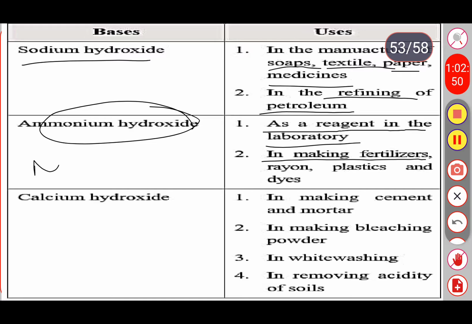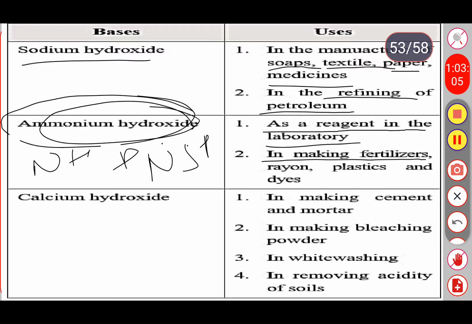We are using some of the fertilizers, and these fertilizers are manufactured with the help of ammonium hydroxide. So in the making of fertilizers, rayons, plastics and dyes also we are using ammonium hydroxide. And the next one is calcium hydroxide, which is used in the making of cements and mortars.